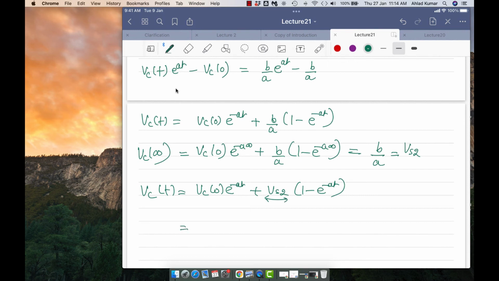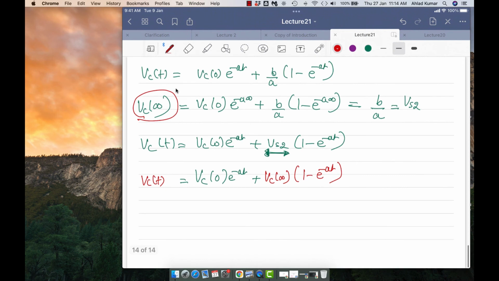So first of all, I will write it this way, because somewhere or the other it is Vs2 right now for this particular circuit. But if the circuit is changed, definitely this Vs2 will not be Vs2, it will be something else, because this is for a specific example only. But if we want to generalize this expression, we know that Vs2 is nothing but Vc infinity, so instead of writing Vs2, we will write Vc infinity here to write the general expression.